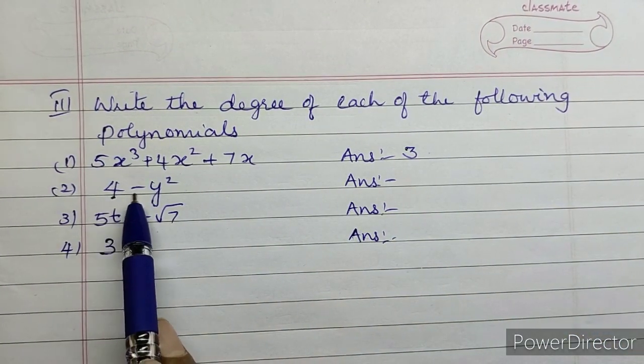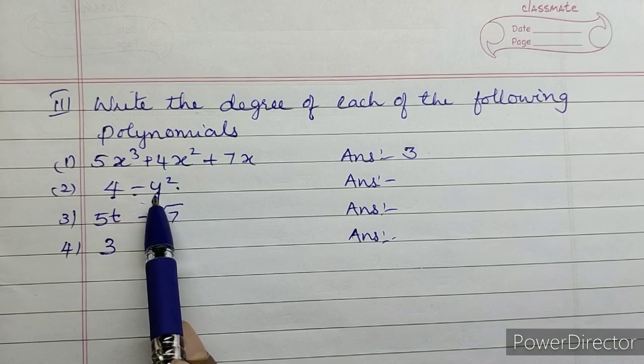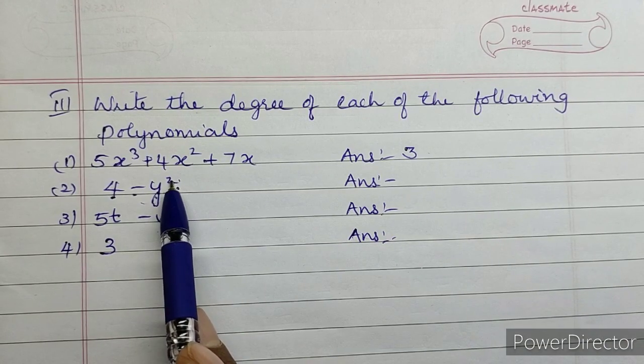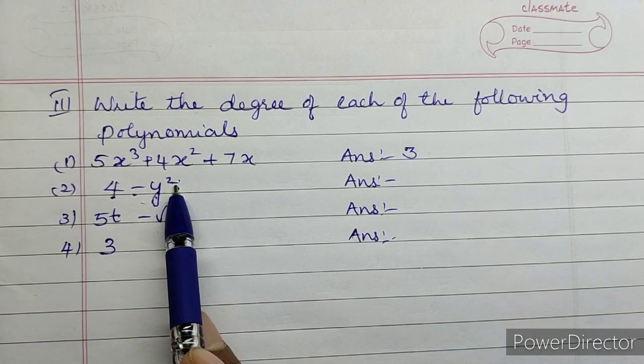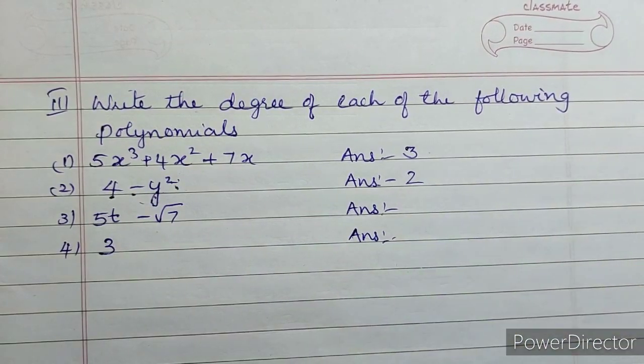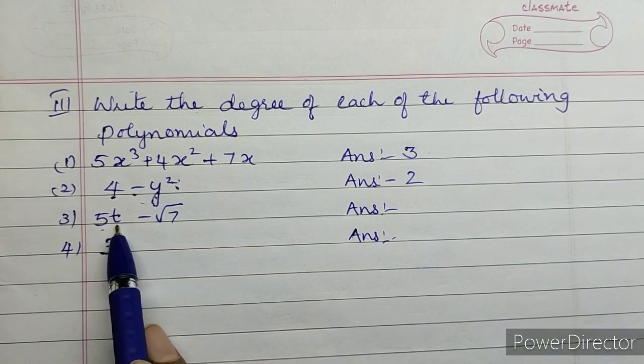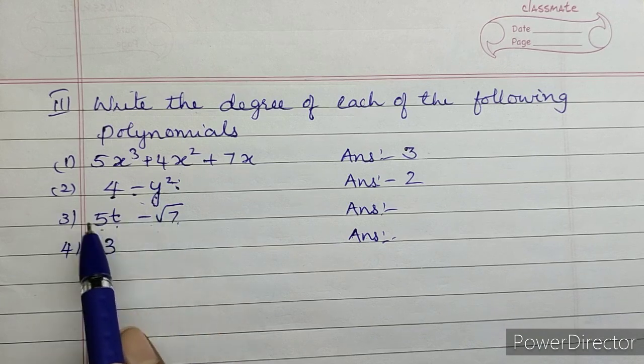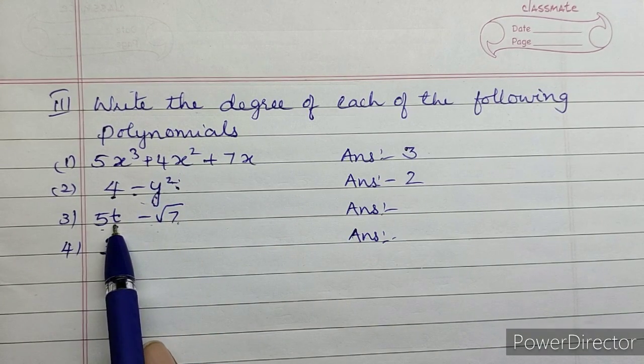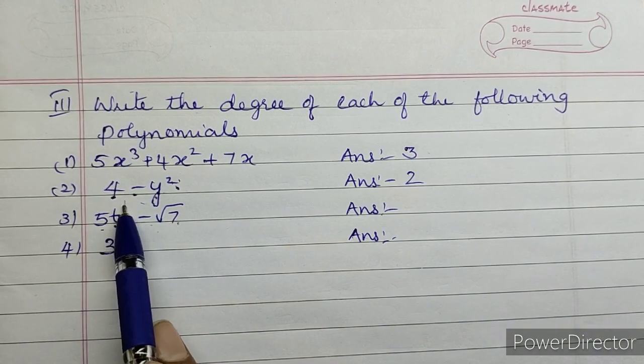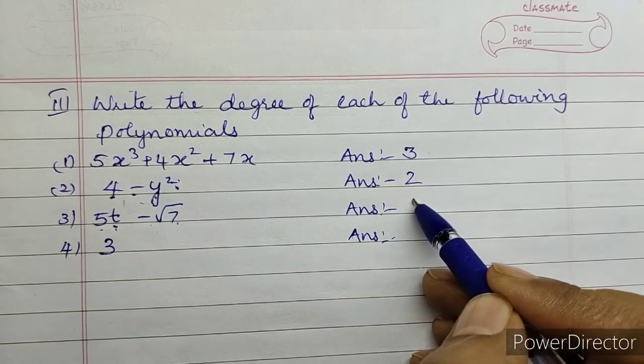Next one, 4 minus y square. Variable is y, exponent is 2. Maximum exponent also is 2 only. So answer is, degree is 2. 5t minus root 7. Variable is t here. t exponent is only 1. So that exponent will be the degree of this polynomial, that is 1.